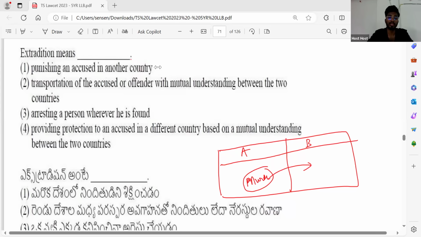You have guessed it right. In country B, there are different laws. Our police might or might not go. So in such cases, the concept of extradition is there. Extradition means the transportation of the accused or offender with mutual understanding between two countries. So I will call country B and tell them, dear country B, there is one person, a serial criminal. He has committed this offense. You help me in holding him. You arrest him for some time. I will come and take him, and then we will bring him over here, right? So it is the transportation of the accused or offender with mutual understanding between two countries. That is what you have to remember.